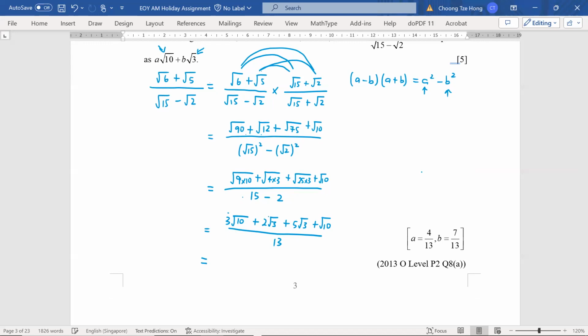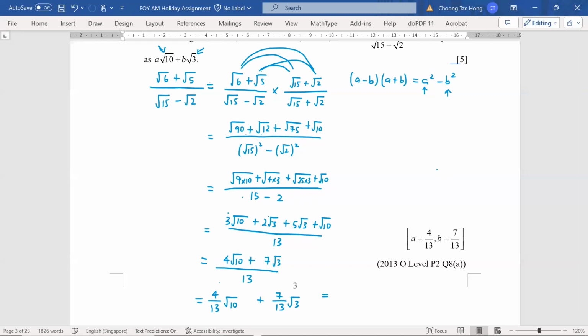So let's group the surds together. 3 square root 10 plus square root 10 will give us 4 square root 10, plus 2 root 3 plus 5 root 3 will give us 7 root 3, over 13. We are going to express it in the form A root 10 plus B root 3. So we'll have 4 over 13 root 10. That means A is going to be 4 over 13, plus B is going to be 7 over 13 root 3. So this is the way that we're going to handle a question like this.